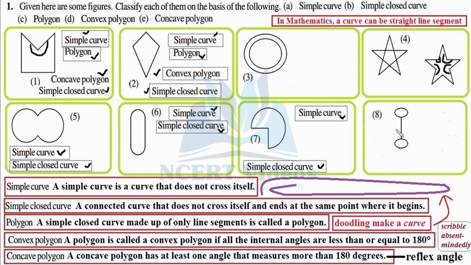So, important points that we have learned from this exercise are these. First of all, what is a curve? Anything that you doodle. And what is doodling? Scribing anything absent-mindedly. That is, anything that is coming to your mind and you are just scribing on a piece of paper. Then the important thing to note is that in mathematics, a curve can be a straight line segment and also a non-straight line segment. Initially, you may find them complex to categorize, but with practice, you'll be able to categorize them flawlessly. With this, question number 1 of exercise 3.1, chapter 3, Understanding Quadrilaterals, has been solved.